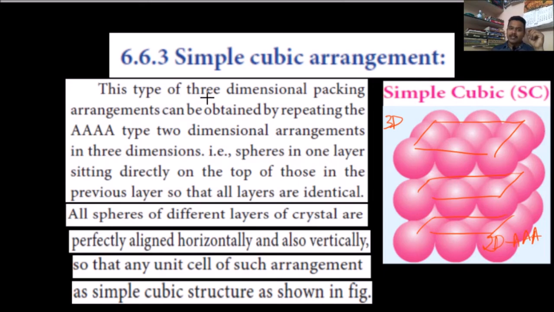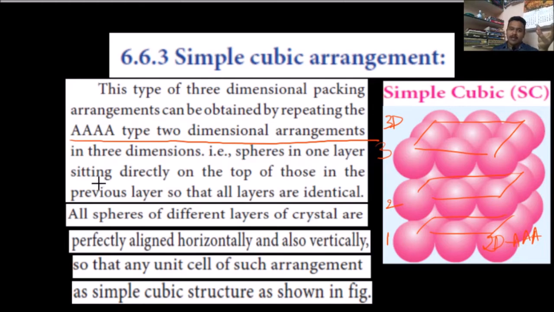See here, this type of three-dimensional packing arrangement can be obtained by repeating the AA type two-dimensional arrangement. This is the two-dimensional one. Again the same thing, again the same thing, above also the same thing. First layer, second layer, third layer. The first two-dimensional layer is repeating in the second layer also, and repeating in the third layer also. Now it becomes a three-dimensional arrangement.